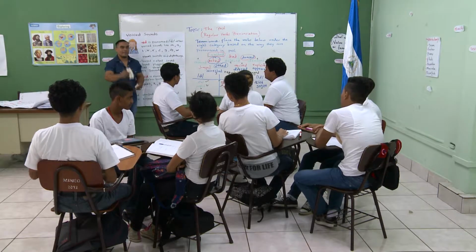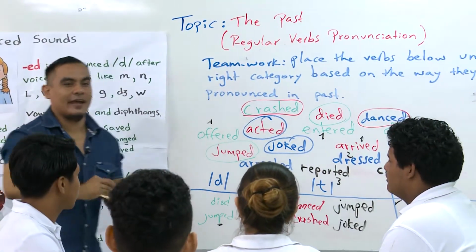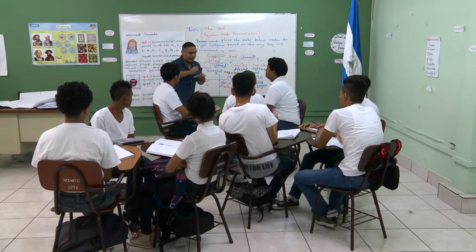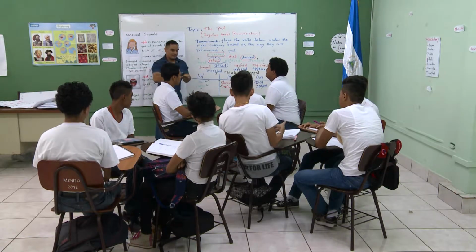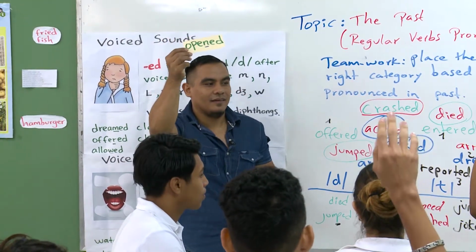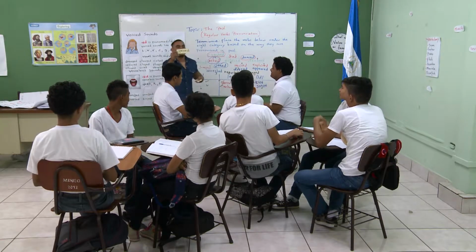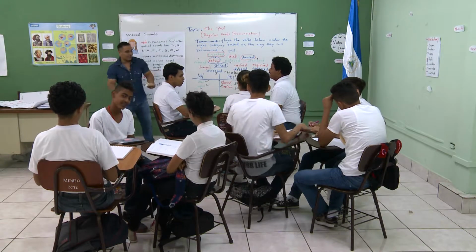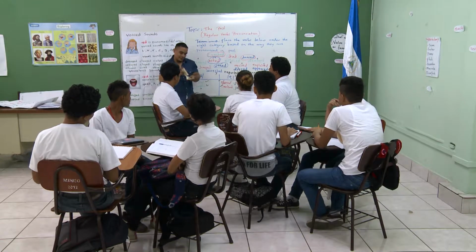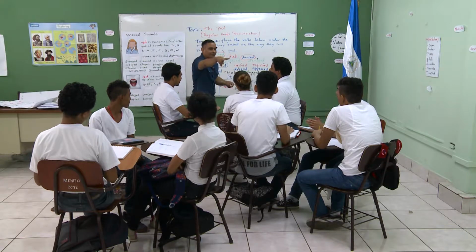Number 1. Polish. Punished. Okay, 1 point. What color? Red. 1 point for the red team. Write it down. Next. Open. Opened. Okay, good. You get 1 point for the blue team. Next. Work. Excellent. Worked. So you have 2 points.